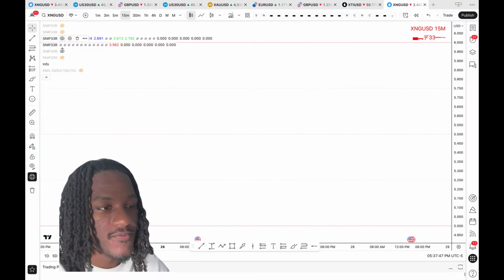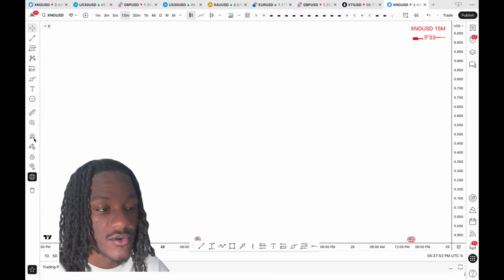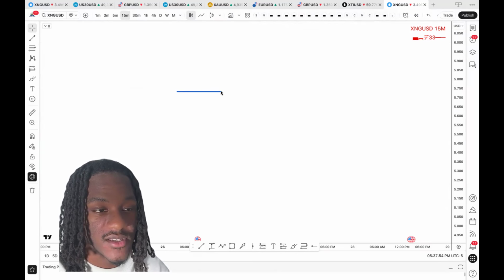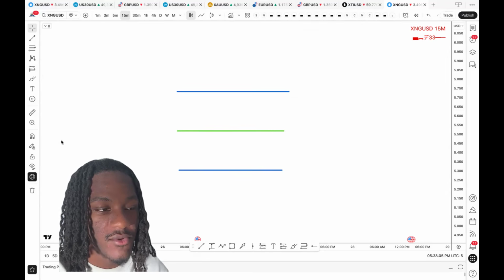So just to start, I'm going to start off with our typical three levels. That's the previous day's high, the previous day's low, and the closing price. And from these three levels, I'm looking for my model. Now, this is just a quick debrief.